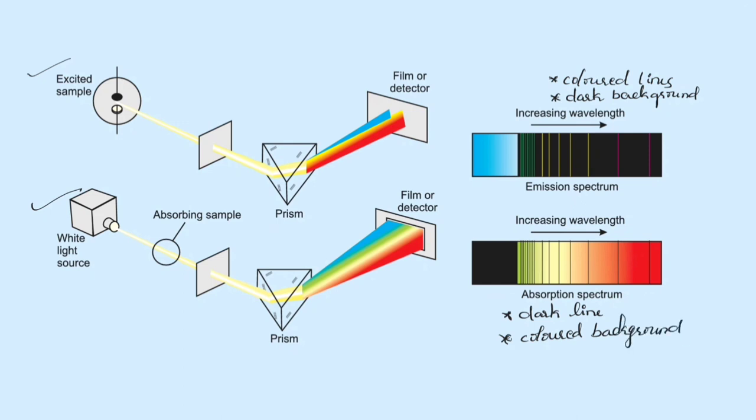So you can tell that the absorption spectrum is the photographic negative of the emission spectrum. If you record the absorption spectrum and the emission spectrum for the same sample, whatever lines are missing in the absorption spectrum will be present in the emission spectrum. I mean to say, the absorbed light which is identified in the absorption spectrum will be found as colored lines in the emission spectrum.